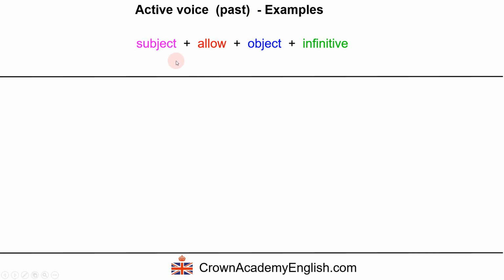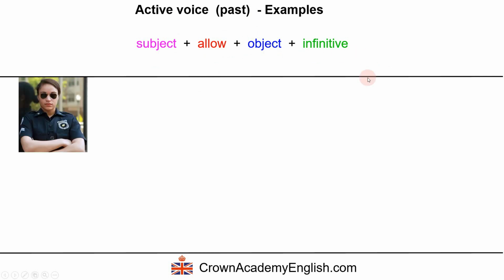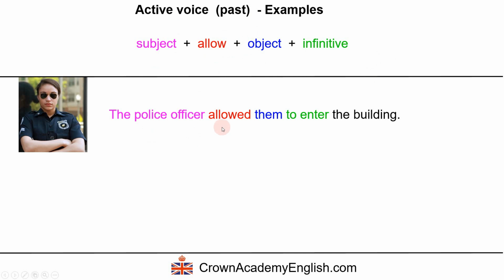So it's the same form, subject plus allow, but allow will now be in the past tense, followed by the object and the infinitive. The police officer allowed them to enter the building. The police officer allowed them to enter the building. So this is the past simple form. Okay?